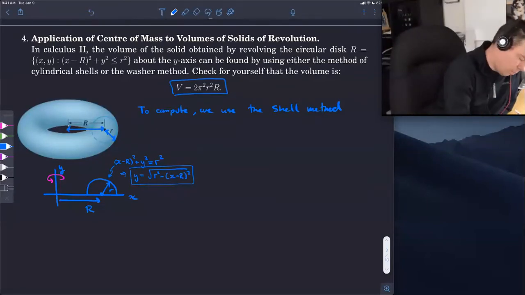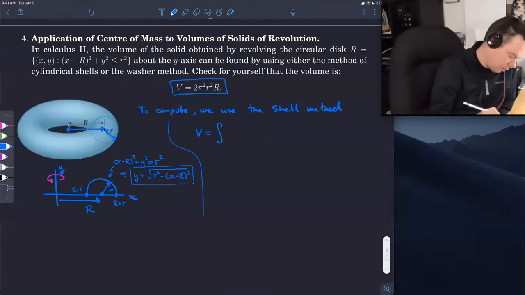And then the shell method to get the volume, the shell method is we integrate over the x values, and our x values are going to go from capital R minus little r to capital R plus little r.